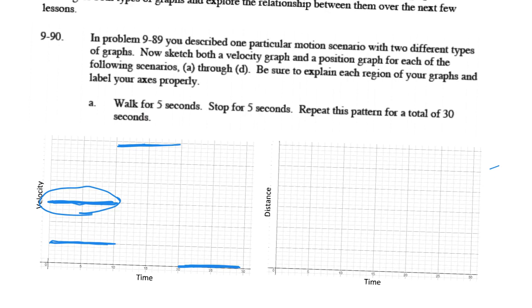Now, this is in general the velocity and how it appears. So the velocity always will appear as horizontal lines. For the distance graph, it will be kind of slanted lines now.